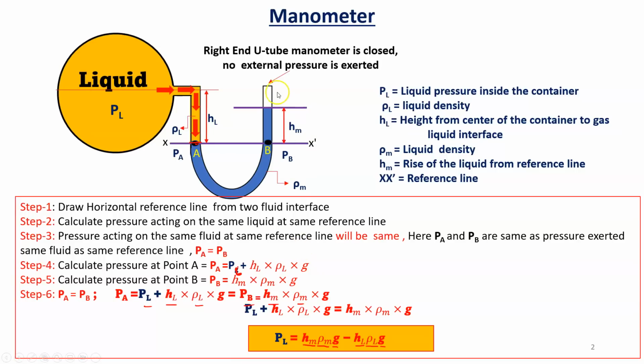Then now again here, the right arm limb is closed, so there is no external pressure exerted on that right hand limb.